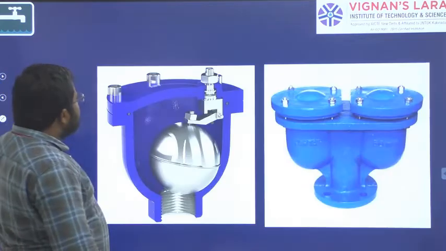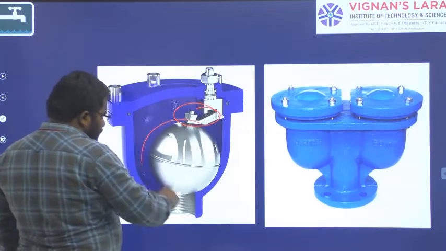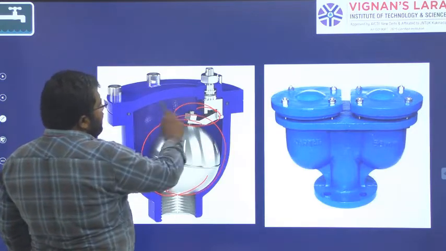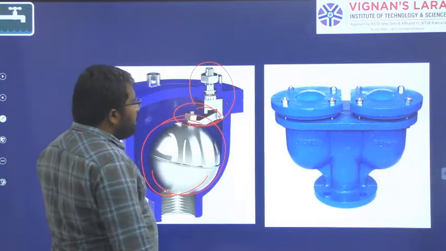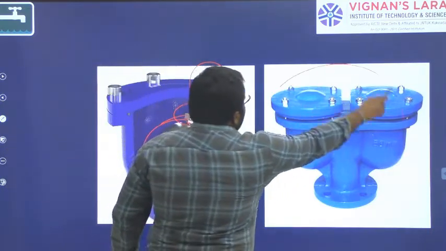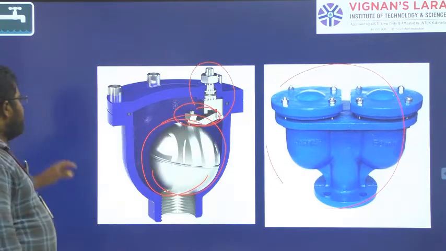Now you can see here the lever is there. This is the float or ball inside. This is the cross section, and from here the pressurized air will get relieved. Normally the valve will look like this, and you may see it in big pipelines.